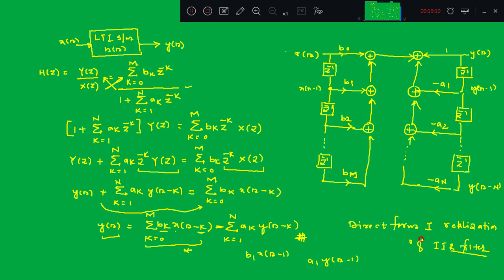In the next video we'll discuss the direct form 2 realization of IIR filter, which is the continued part of this part, that is direct form 1, right? So hope it is clear. We'll discuss the direct form 2 realization in the next video.